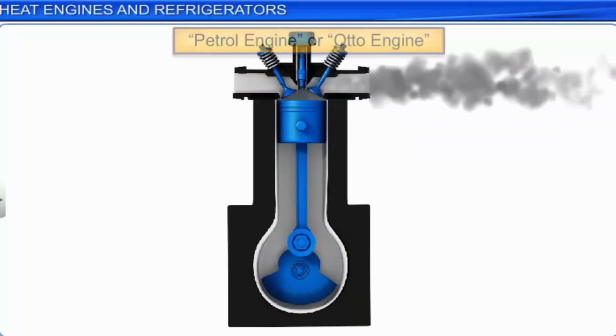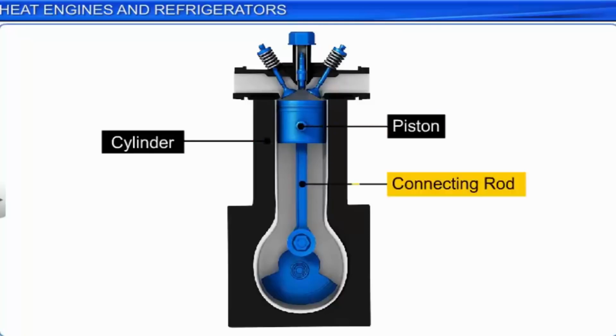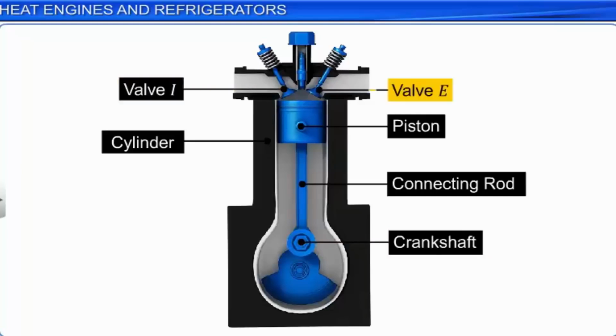The engine consists of a steel cylinder with a movable piston. The piston is connected externally to a crankshaft. There are two valves fixed at the top of the cylinder, I and E. Valve I is used to allow fuel into the cylinder, and valve E is used as an outlet of burnt gases. S is the spark plug used to produce electric sparks. The working of the petrol engine can be described in the following 4 steps.